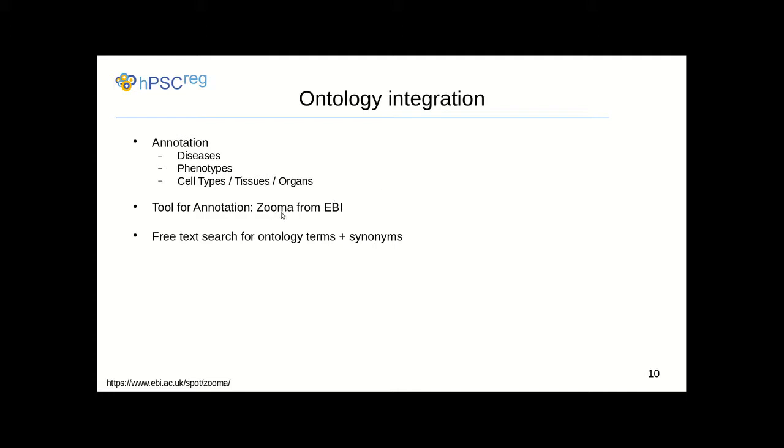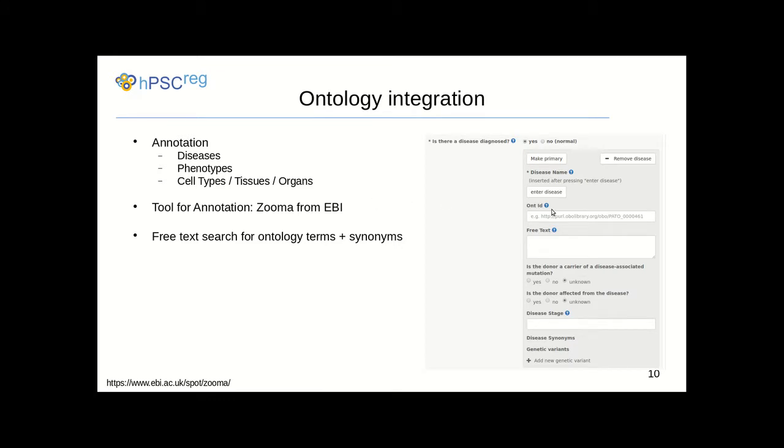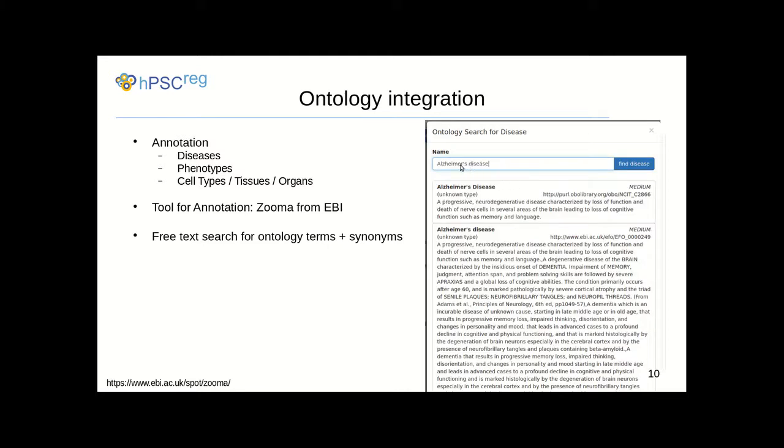For annotation, we are using the tool Zoomer from EBI, which provides a very easy interface for users who are usually not familiar with ontologies at all. This tool allows us to just click on enter disease and then type in a free text, and the Zoomer tool will provide the user with a list of search results, including a definition for every term, and then the user can just select which sounds the best for them. And the annotations we got from the users are currently only used for a text search for the exact ontology terms and for synonyms.